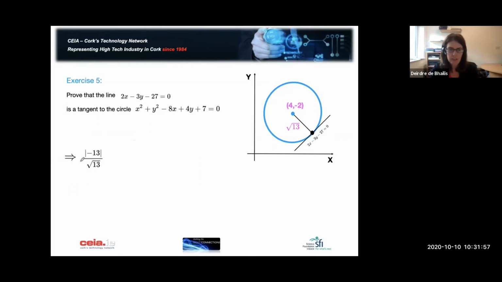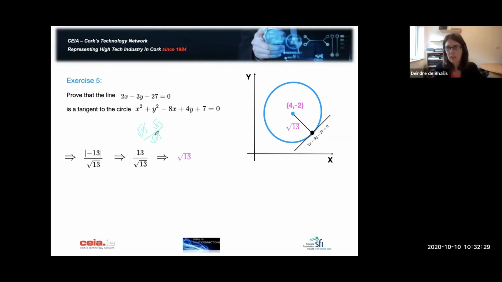And working that out further, we get the modulus of minus 13 over the square root of 13. Now the modulus of minus 13 is simply 13 over the square root of 13. And 13 can be written as the square root of 13 multiplied by the square root of 13, over the square root of 13. So we cancel those, and what we are left with is the square root of 13.